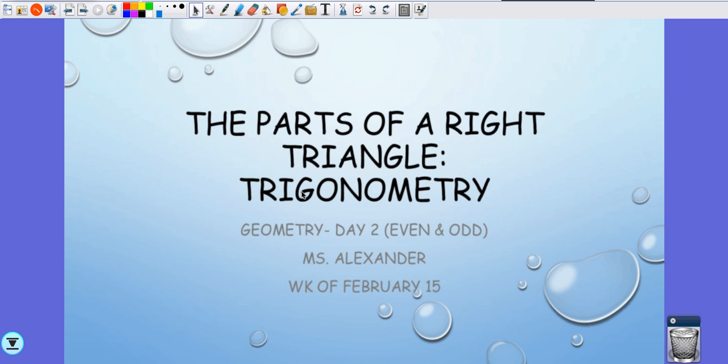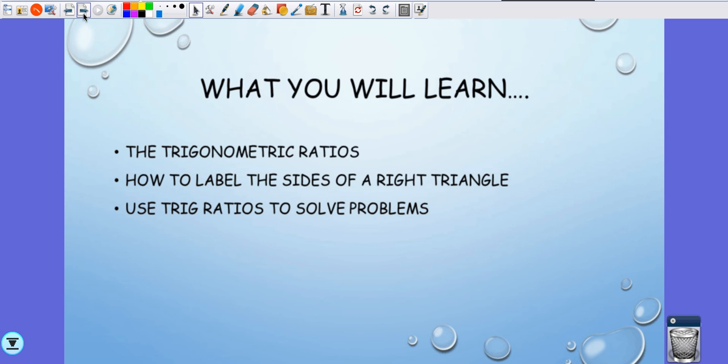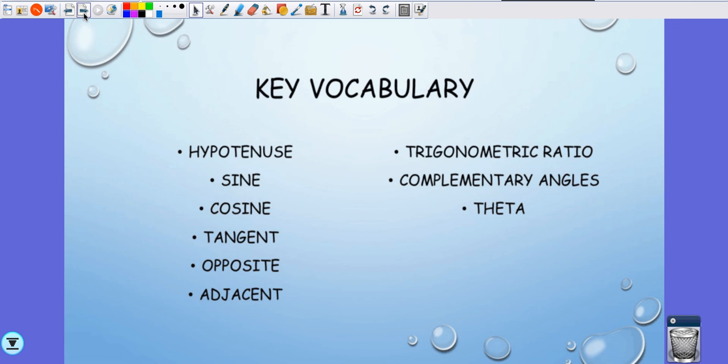Okay, guys. So yesterday we talked about how to label a right triangle and to get the sine, cosine, and tangent. So today we're going to talk more about right triangles and using trigonometry to find the different parts. What you're going to learn in this video is the trigonometric ratios, how to label the sides of a right triangle, and use trig ratios to solve problems.